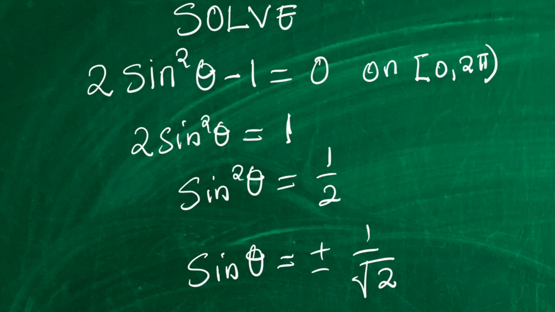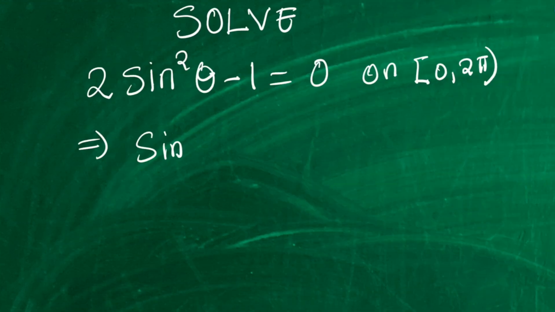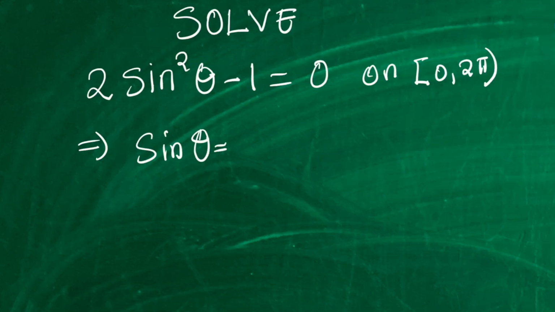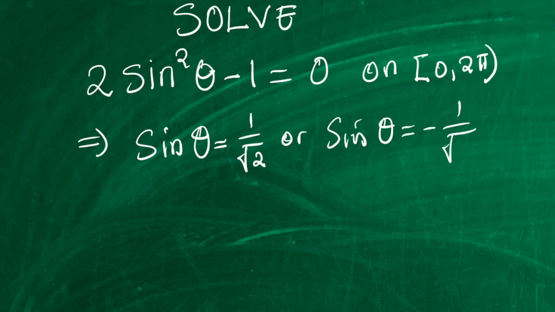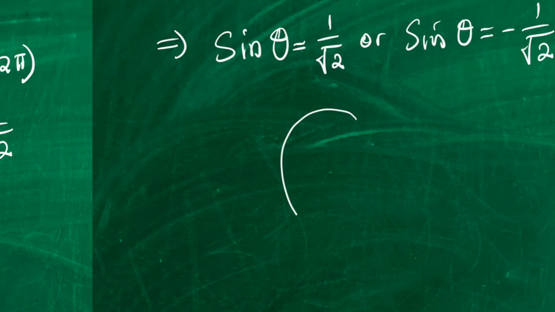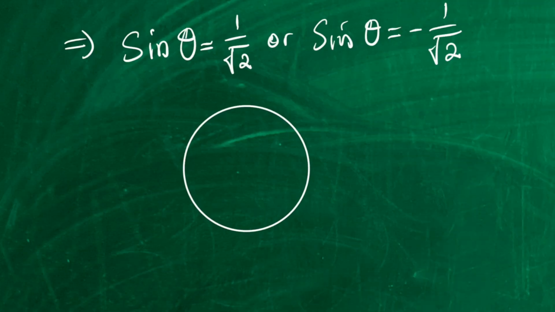Meaning that this whole equation reduces to solving the equation sin theta equal to 1 over the square root of 2. That is the positive part, and sin theta equal to negative 1 over the square root of 2. Now we're going to make use of the unit circle.